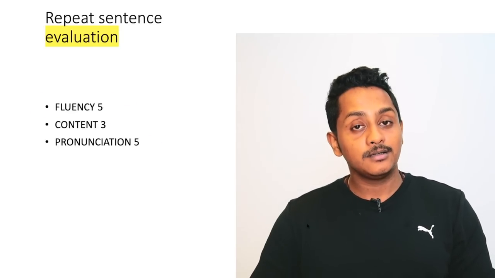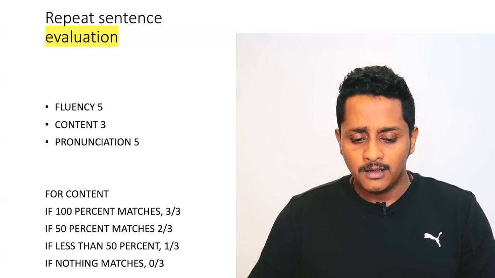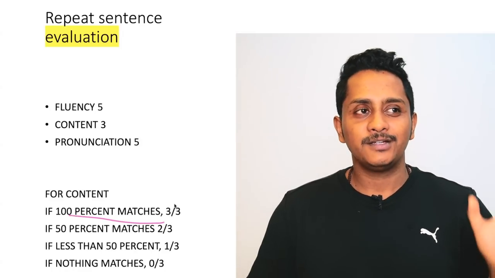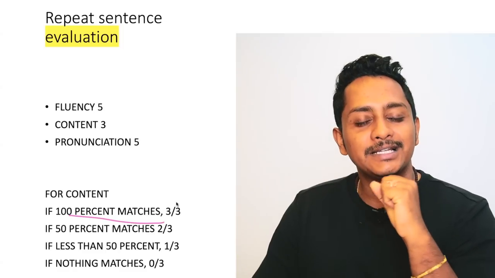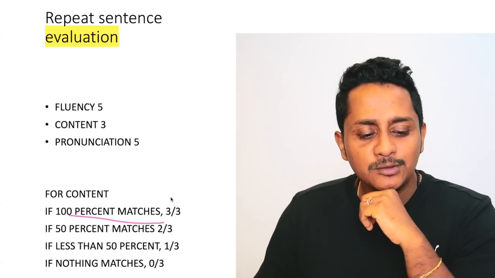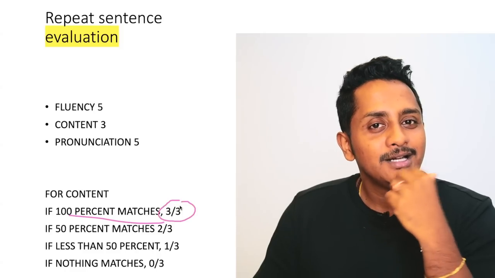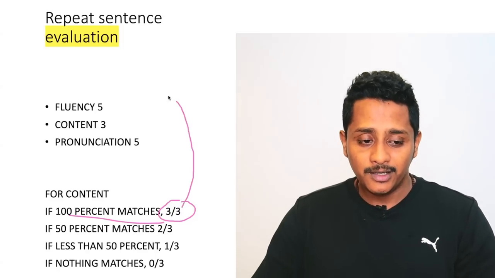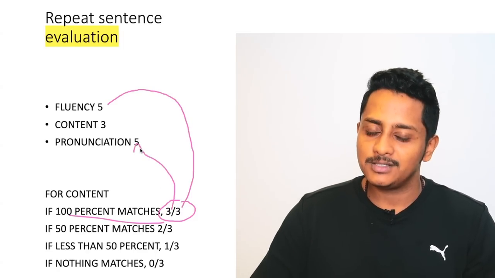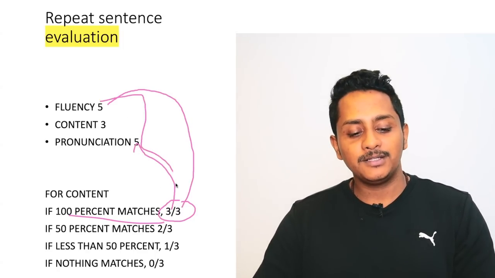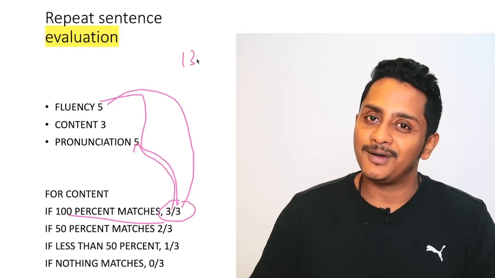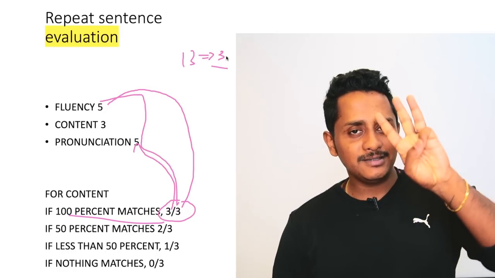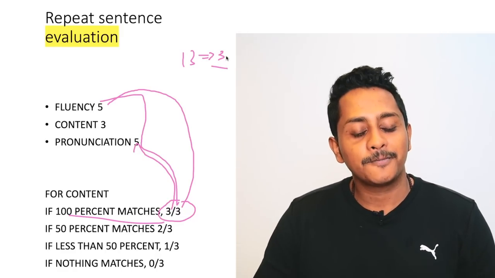But for content, they themselves have written: if 100% content matches, let's say the repeat sentence audio has 10 words, and you spoke every one of the 10 words correctly with very good clarity, the software will give you 3 out of 3 for content. And if you are very fluent and good in clarity, you will get 5 out of 5 fluency, 5 out of 5 pronunciation. This 5 plus 5 plus 3, 13 marks is for one repeat sentence, which will be converted to 3 marks in the end. So one repeat sentence is 3 marks, 10 repeat sentences, 30 marks.